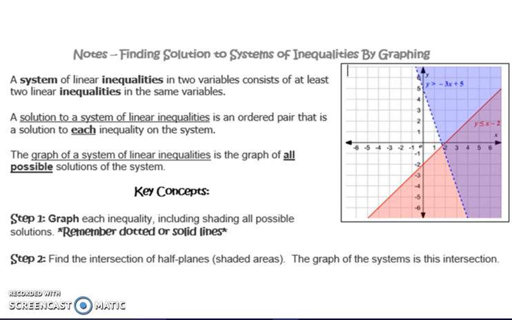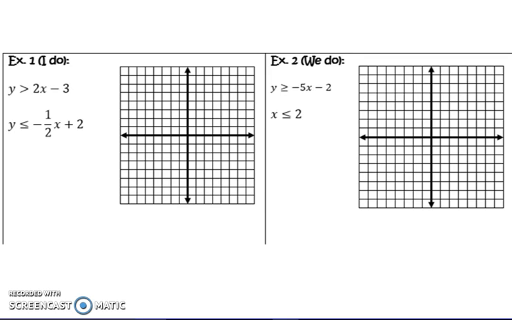Step 1, graph each inequality, shading all your possible solutions. Please be careful, and this is why we spend an extra day in class. Please make sure you're careful of the solid lines and the dotted lines. Please make sure you plot as many points on the line as you can, and make sure you shade the entire region that it fits. Step 2, you're going to graph the second one, and then you're going to find the intersection of the shaded area. The darker shaded area, and I'm going to use two different colors to denote it, is going to be where your solutions are.